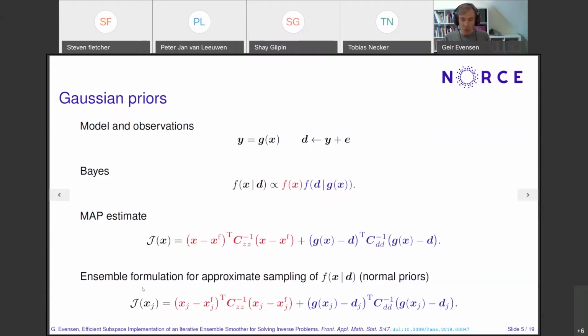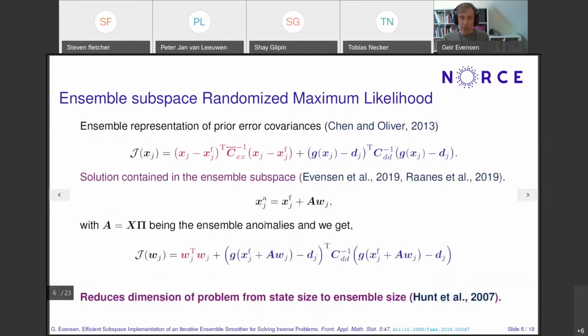Okay, suppose now we start with this ensemble of cost functions. The traditional way of solving this is to compute the gradient of the cost function and then use some kind of iterative method to minimize it, as you would typically do in 4D-var. In the ensemble approach, you will again compute the gradient and minimize in the state space.